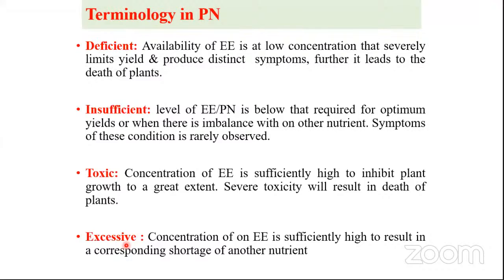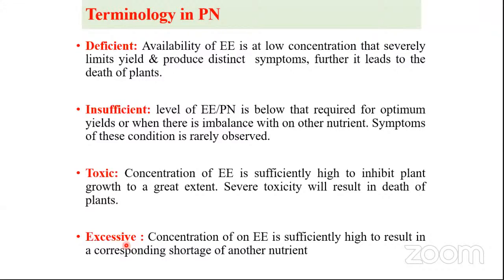Especially you can see that this is called the antagonistic effect, students. Especially if there is a high level of iron, the phosphorus uptake will be very less. So this is called the antagonistic effect. There are two types of terminology: the antagonistic effect, and another called the synergistic effect. In the antagonistic effect, it is vice versa. If one nutrient is very high, the uptake of another nutrient will be hindered.